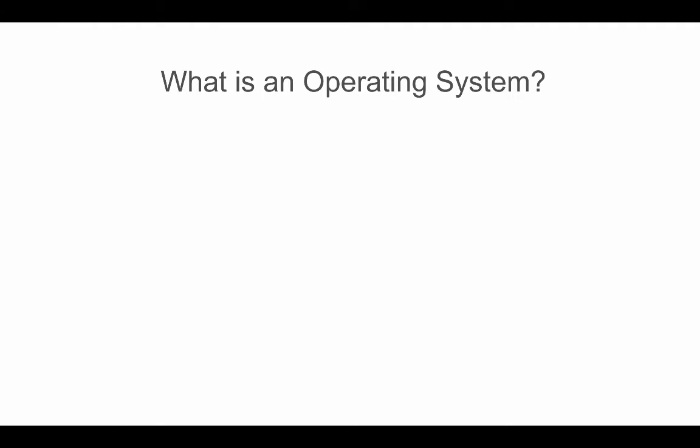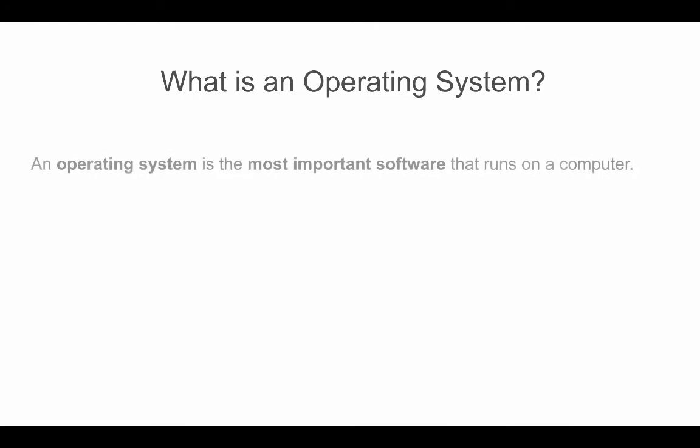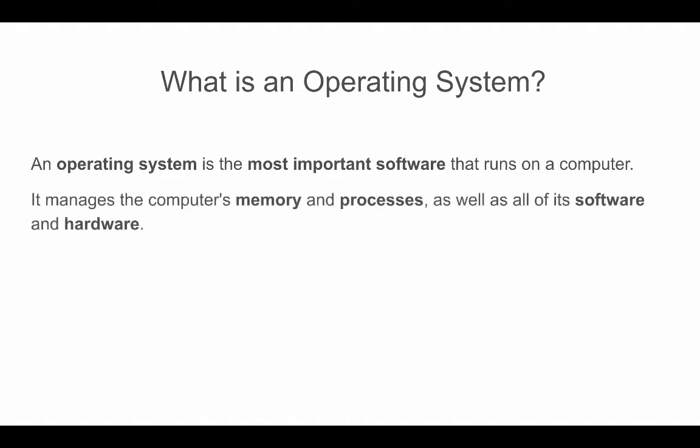So let's talk about what is an operating system. How does that work? Well, it's probably the most important software that runs on your computer. You don't actually see it running, you don't know it's running in the background. But often you get updates for it. You need to update your operating system. So it manages things like the computer memory and processors, as well as all the hardware and software that goes on. So it's all the things that happen in the background that you don't have to think about.